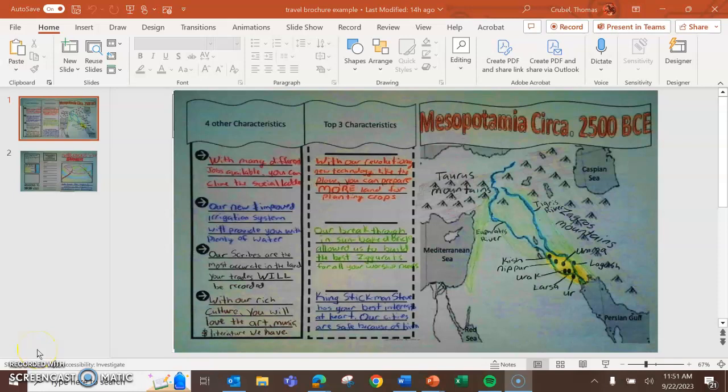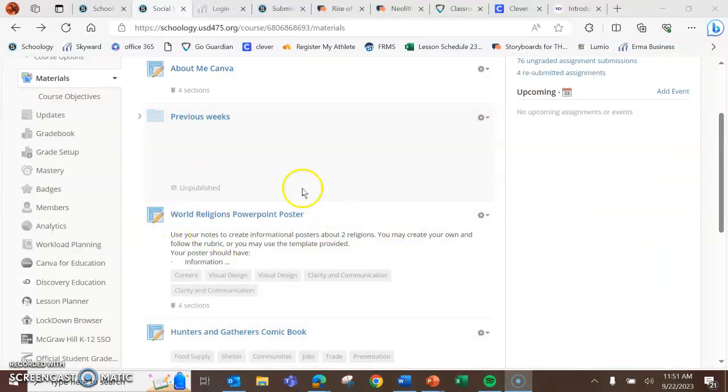Here are the things that should be done by next week. Number 1, the World Religion PowerPoint poster. That should have already been done and turned into me. That was 4 weeks ago, due 3 weeks ago. I won't be taking it after next week.